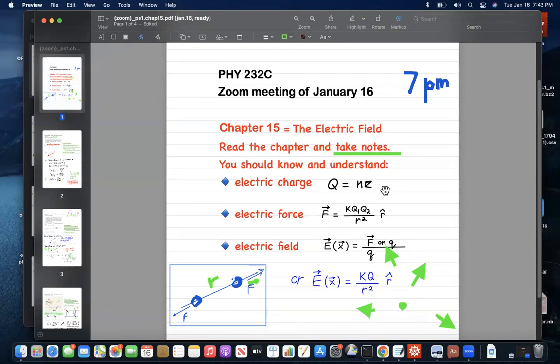All charges come from those elementary subatomic particles. Any charged object has some mismatch between the number of protons and the number of electrons.